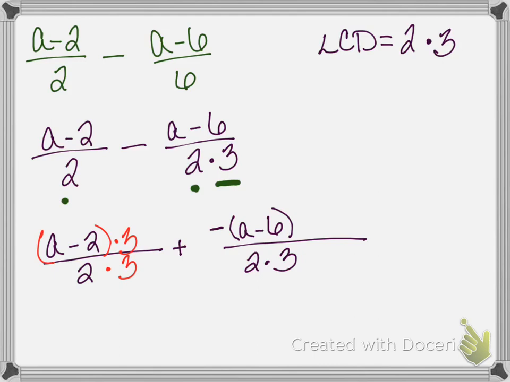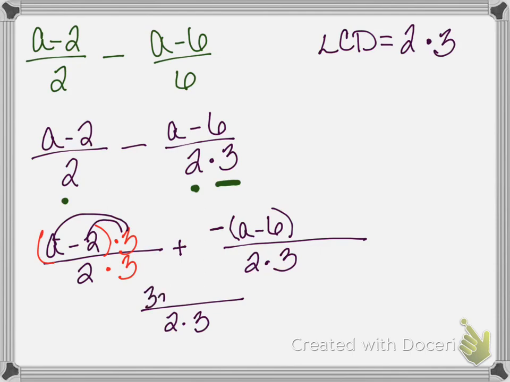Now, is there anything missing in my second one? I've got 2 times 3 in my second one. I have 2 times 3 as my LCD. Do I have that one covered? Yes. Okay. So it's 2 times 3. I've got to distribute this 3. Even though it's on the other side, I've still got to distribute it.